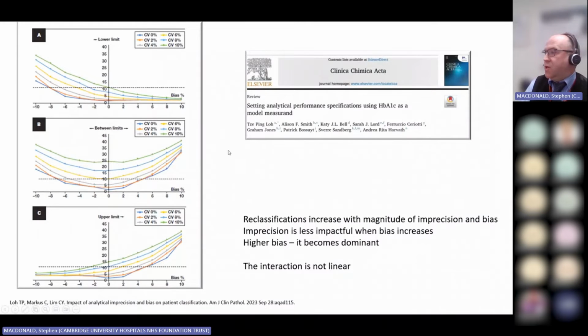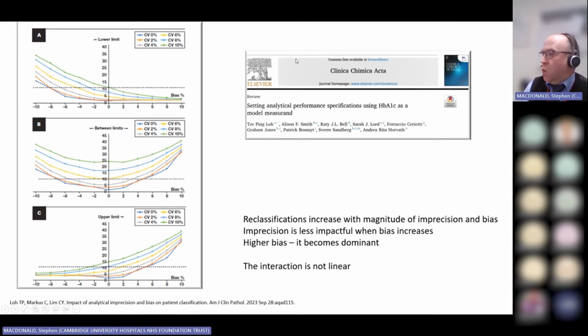Some recent publications from the group of Low et al. have done some simulation studies, and it's showing the same sort of thing. The graphs on the left-hand side are from this publication, which has only very, very recently come out, showing the variation in the performance of the assays and the misclassification rate of patients based on protein assays. What we really need to look at in these graphs is that there's not a linear response.